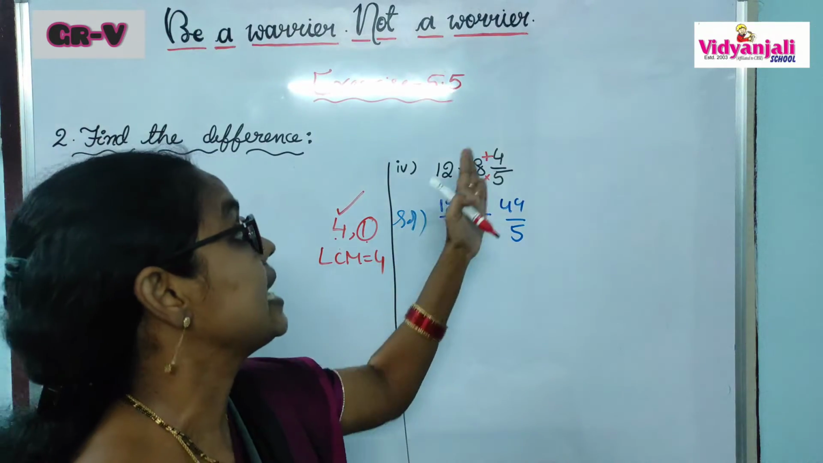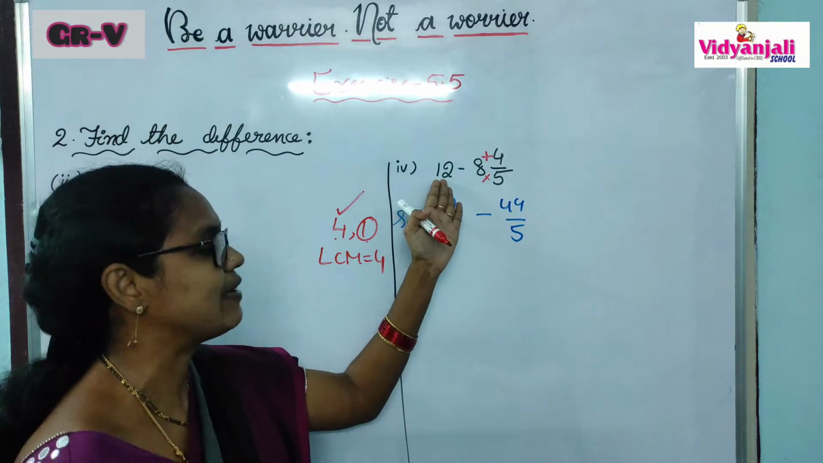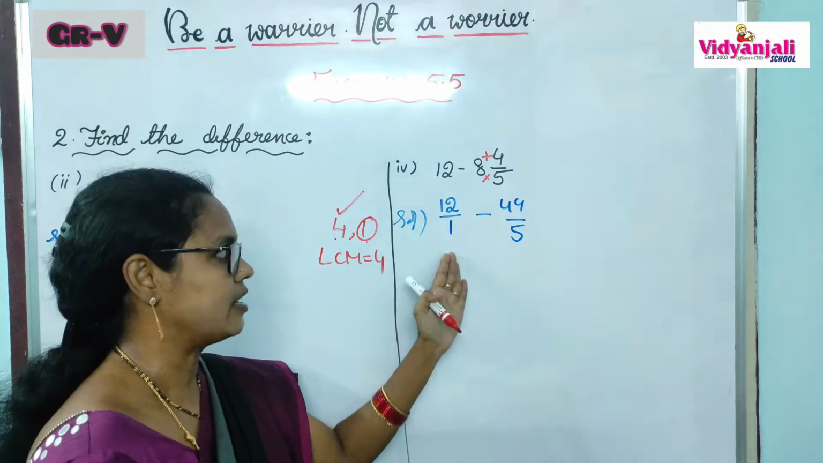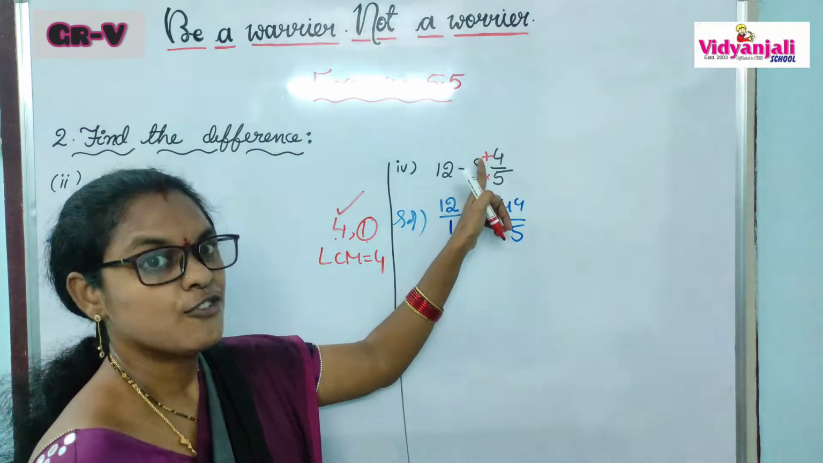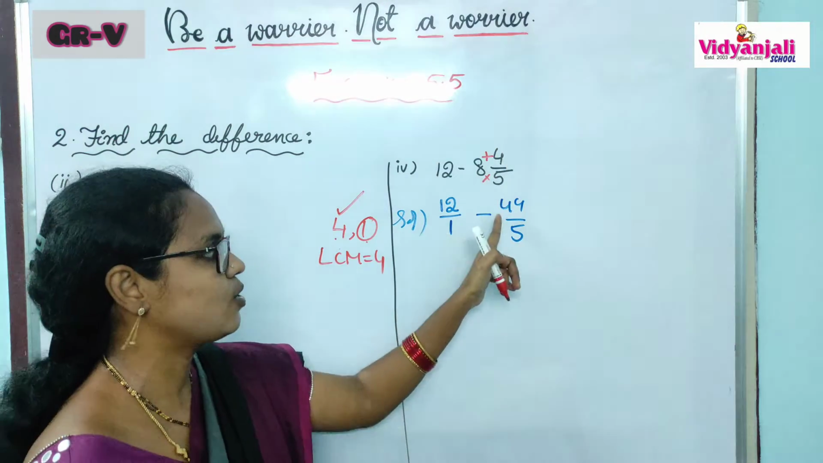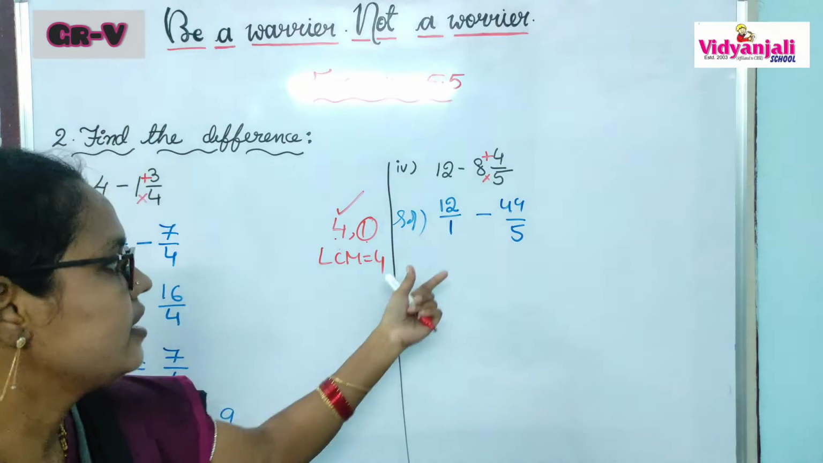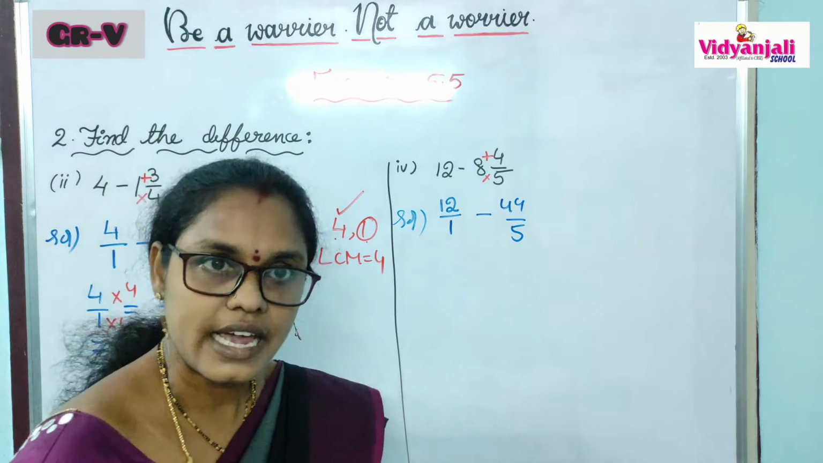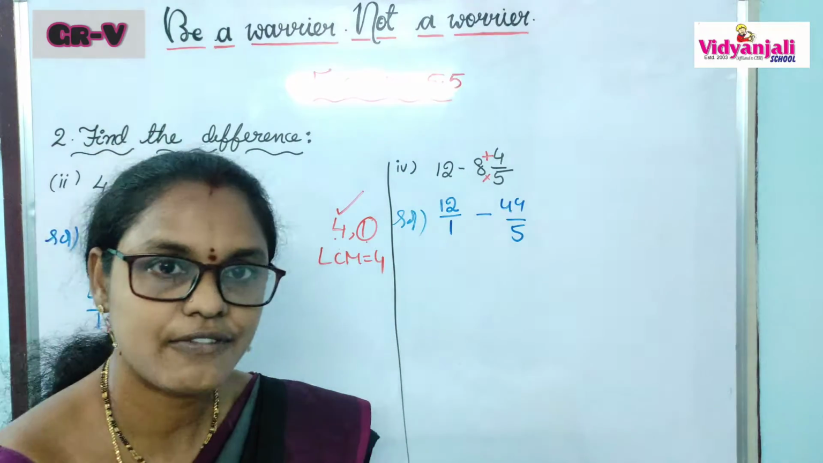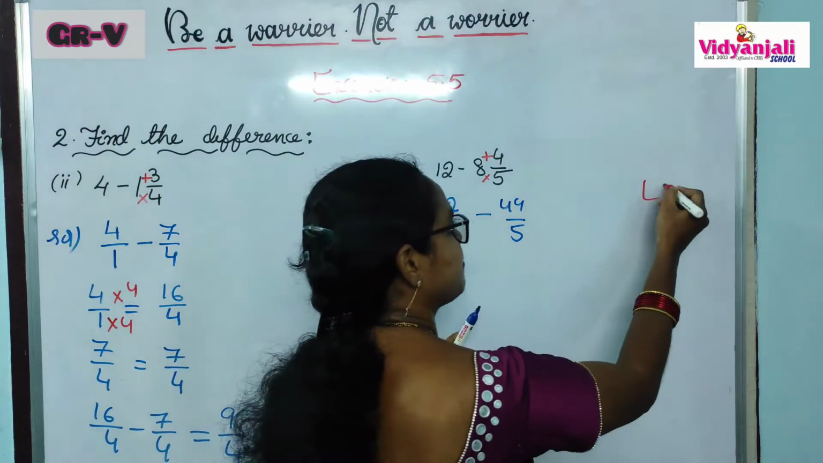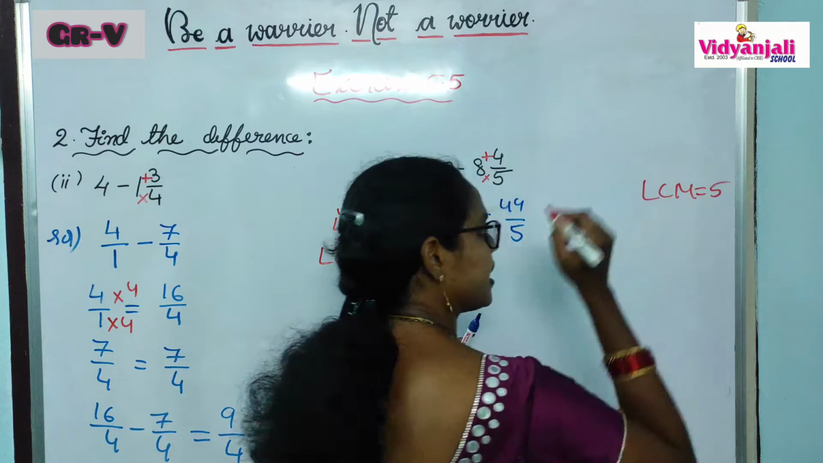12 minus 8, 4 by 5. We know how to make 12 as a fraction? 12 by 1. How can we convert a mixed fraction? 5 8s are 40. 40 plus 4, 44. So, the answer is 44 by 5. Now, they are unlike. So, step 1, find the LCM. And we know what is the LCM of 1 and 5? LCM of 1 and 5 is 5 only.